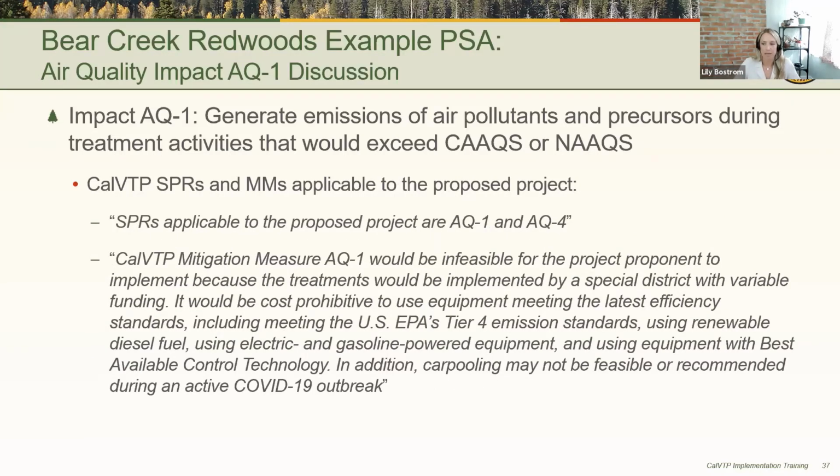So in this case, there were 2 standard project requirements that were applicable to this project, and 1 mitigation measure was applicable but found to be infeasible. And so the reasons why that particular measure was found to be infeasible were included in the PSA. Next slide, please.